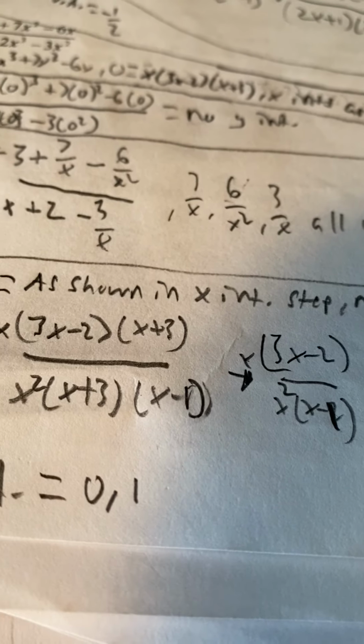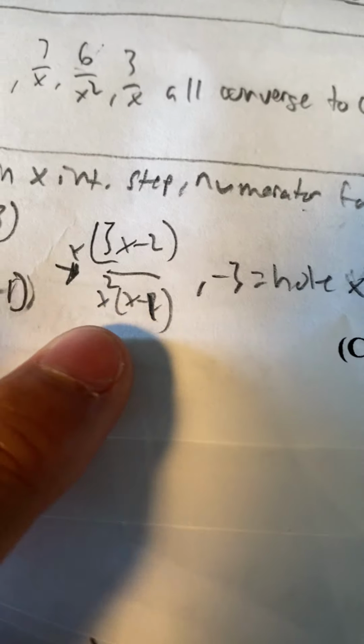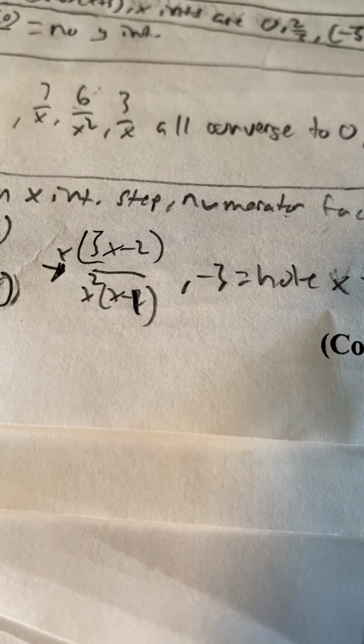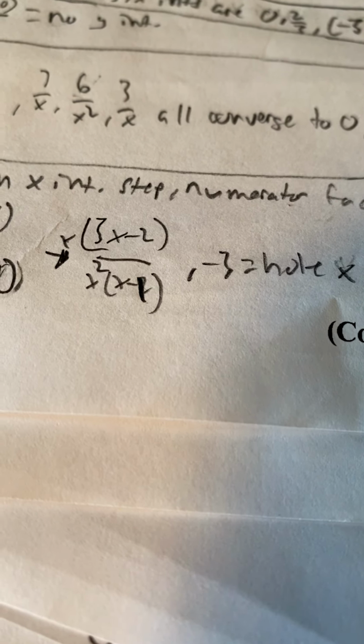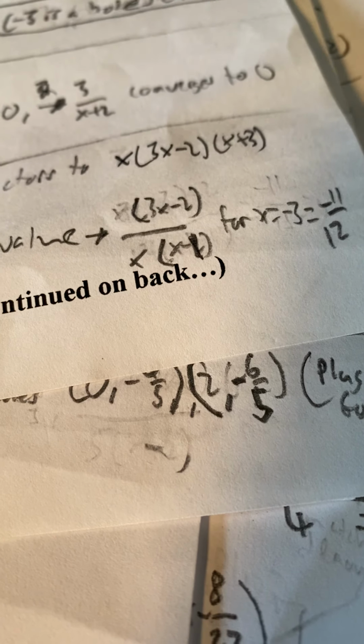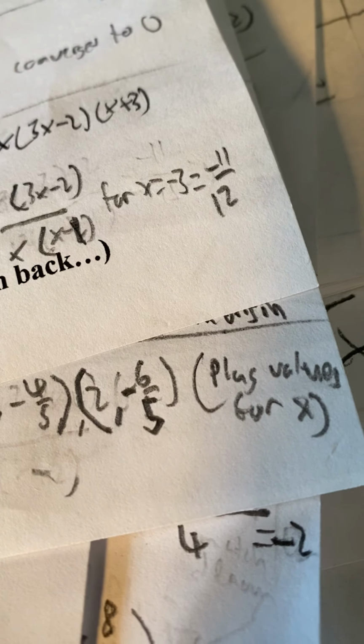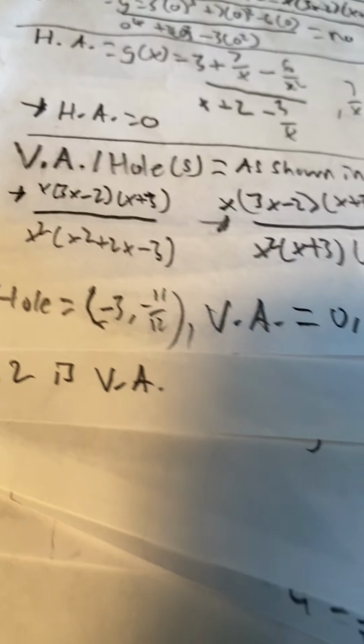And as a result, you know that the vertical asymptotes are 1 and 0 in this equation, because those are the roots. And 3x minus 2, you already knew that. So yeah. So you know that the hole is at negative 3 and negative 11 halves, because you plugged in negative 3 for x here. That's how you find the y. And then you know the vertical asymptotes are at 0 and 1.